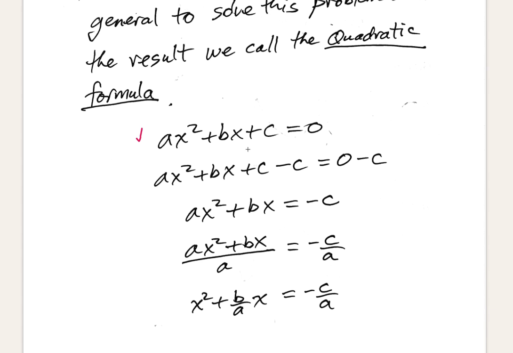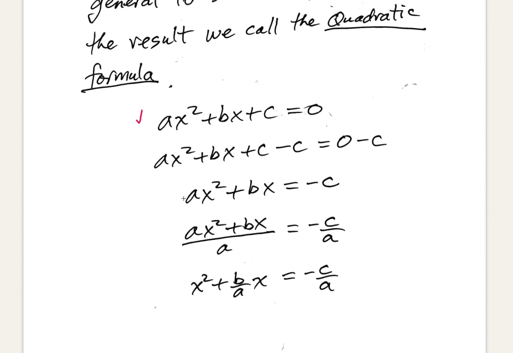Do you remember the first step was to what? Isolate the x squared terms on the left-hand side. So here I'm going to subtract c on both sides, and this reduces to ax squared plus bx equals negative c. That's equivalent to our original equation, but I've only got x terms over on the left there.